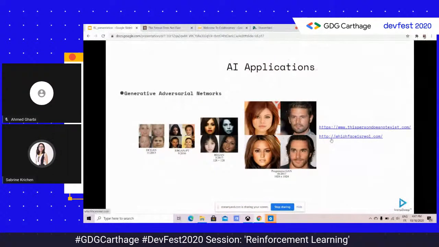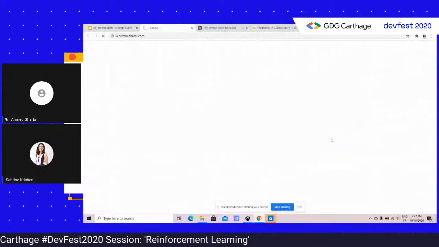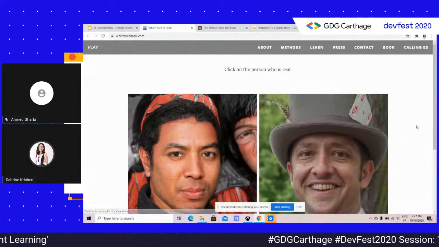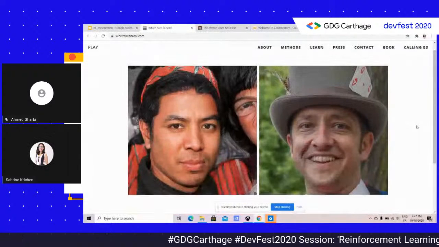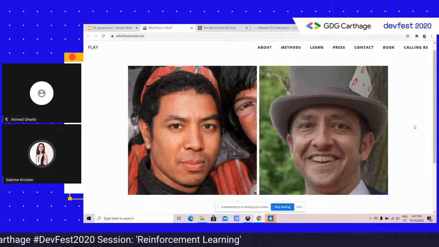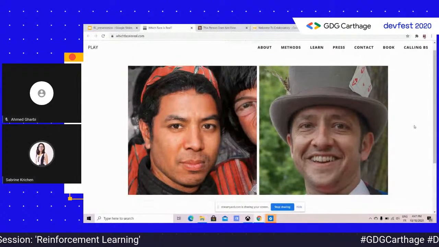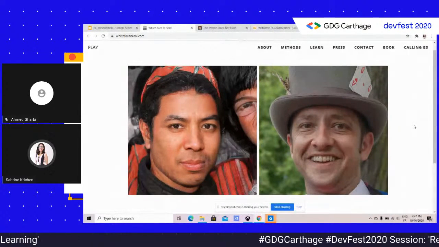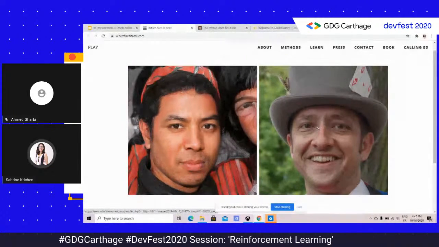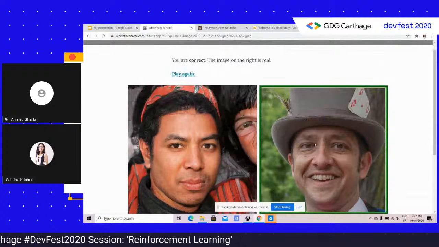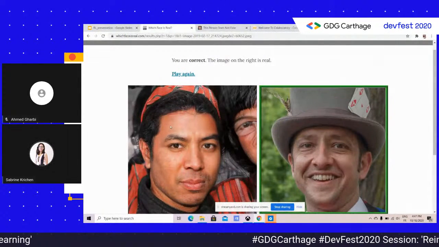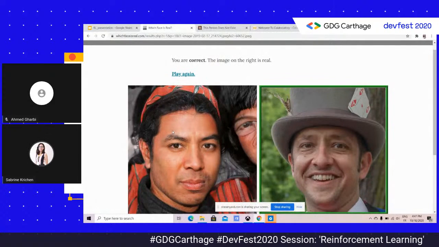Also here in this website, it will give you two photos. One photo is real, and the other is generated by GAN. So we're going to play a game and choose which photo is real. So I'm going to say this one is real. Yes, it's correct. So this photo is real, and this one is generated by GAN.